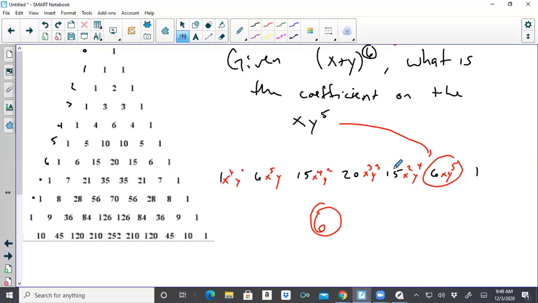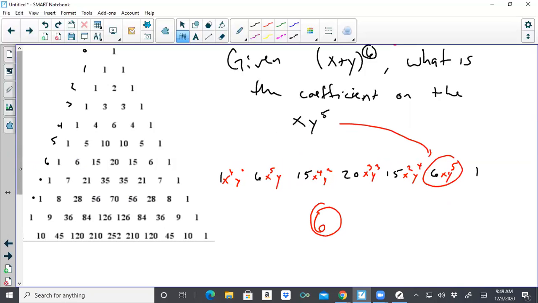So this creates a problem that can be solved very efficiently and very quickly if you know the steps to do it. If you don't know the steps to do this, this could create a very, very long problem and a very big issue, where you would have to multiply a whole bunch of stuff out, and that would be a big challenge. All right. So that being said, this is what Pascal's triangle is.